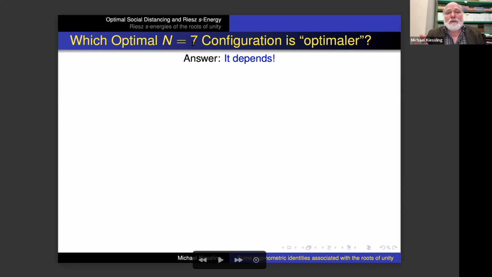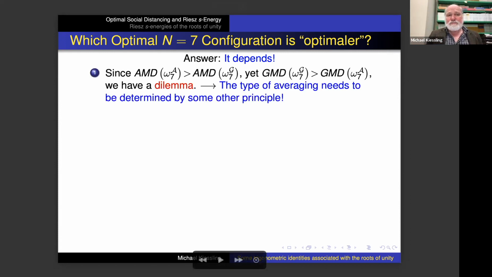We got different answers depending on which mean we took, arithmetic or geometric. So which one is better? Well, the answer is it depends. Here we have that dilemma. If you take the arithmetic mean as your measure, then the optimizer for it beats the optimizer of the geometric mean. But if your measure is the geometric mean, then it's the other way around. So you need some other principle that selects which type of mean you should use.